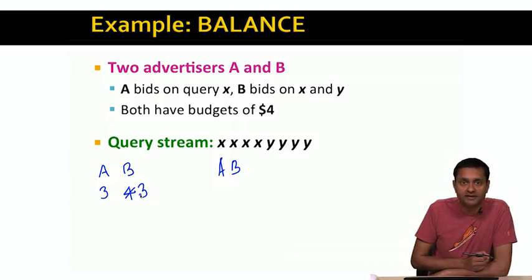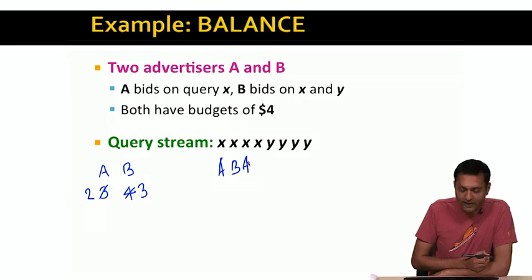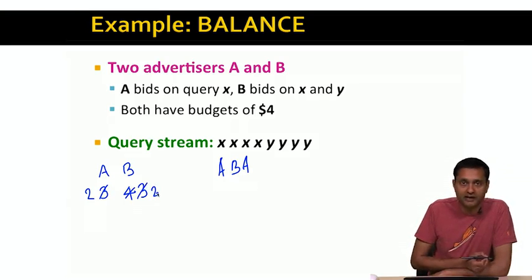Now, when the third X comes in, both advertisers are eligible, and once again, both balances are equal. The balance algorithm has to break the tie arbitrarily, and let's say it gives it to A. When the fourth X comes in, once again, it goes to B, since it has a larger balance.